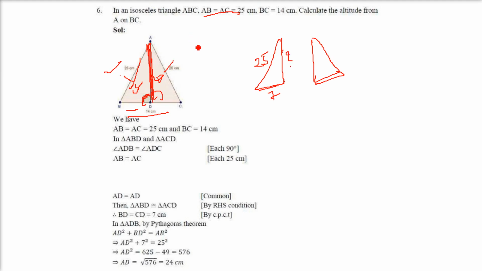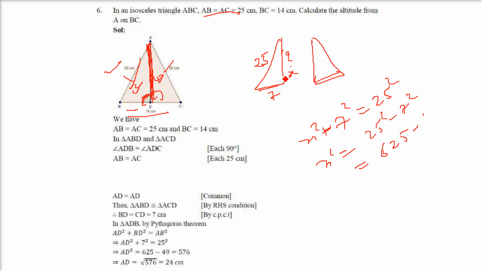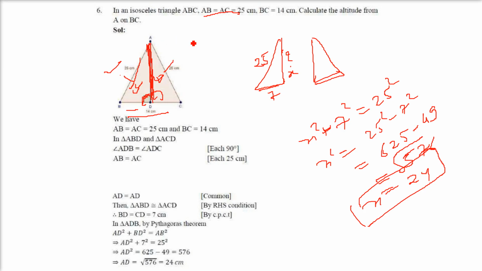What this side will be, we'll apply the Pythagoras theorem. So let us say it is x. So x square plus 7 square is equal to 25 square. X square will be equal to 25 square minus 7 square. 25 square is 625. 7 square is 49. 625 minus 49 is 576. What will be x? X will be the square root of 576, which is 24. So this is the altitude, that is AD, we have found out.